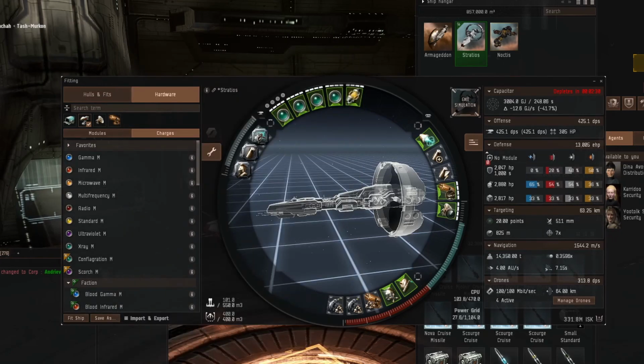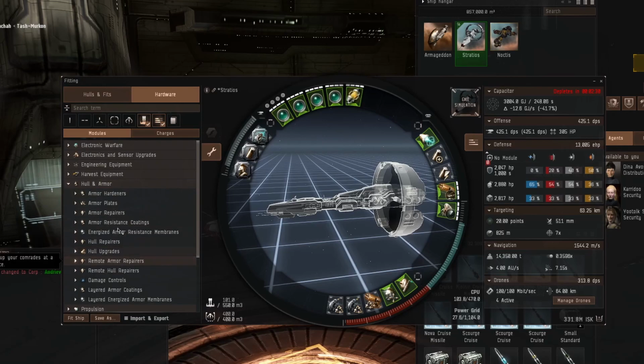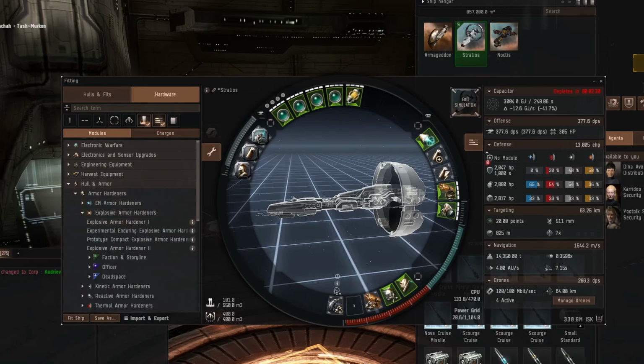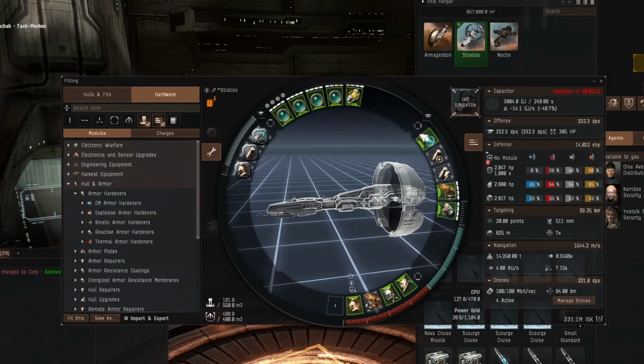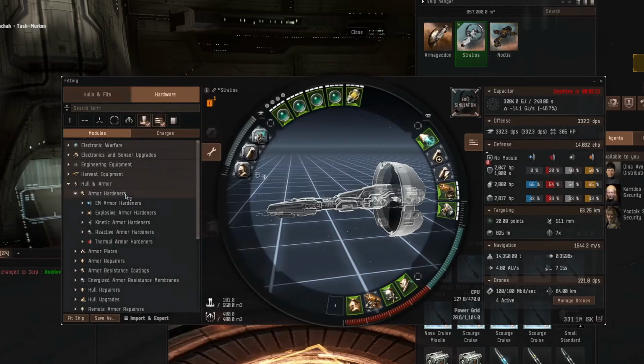Many active modules, especially resistance ones, have passive versions which may have slightly less performance but use zero capacitor. For instance, if we look down here at the armor hardeners, we'll just fit one to the ship. There's an explosive armor hardener. See, it's green because it's active. It has an activation cost of 30. So it's 30 capacitor every 6.27 seconds.